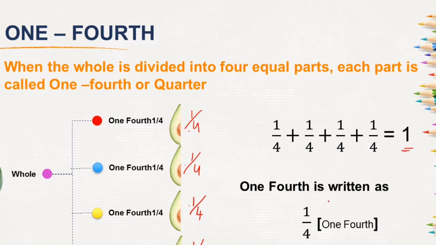So 1/4 is written as 1/4. Here 4 is the denominator, 1 is the numerator. You know what the numerator and denominator are, right? Denominator means the number of total parts, and numerator means the number of parts considered. Here we are considering only 1 part, so it is written as 1/4. So 1 part is considered out of 4 equal parts, and each part is 1/4 of 1 whole.